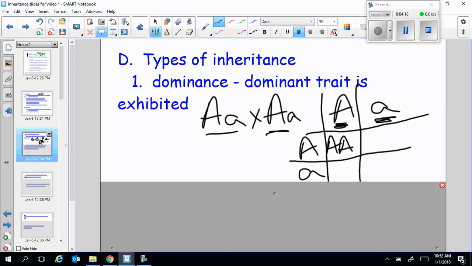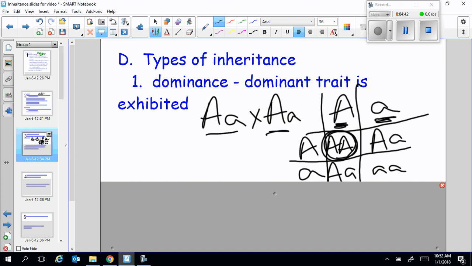So 25% would be homozygous dominant. And over here, I always carry down and across, down and across. And you always put the capital letter first if there is one. So 50% are going to be heterozygous or hybrid. And then 25% are going to be homozygous recessive.